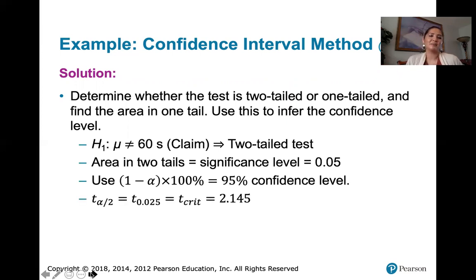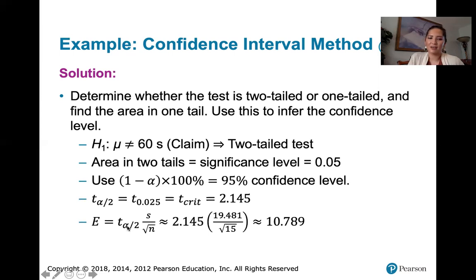Then in that case, t sub alpha over 2 is the t-score that separates that top 2.5% of the area under the curve from the bottom 97.5% of the area under the curve. Now notice that that is equal to the critical t value that we used in the critical value method of 2.145. That's not a coincidence. Then we're going to take that critical value and multiply it by the estimated standard deviation, the sample standard deviation s over the square root of n, which is equal to this, which is approximately equal to this. And then I just added the x bar in here.